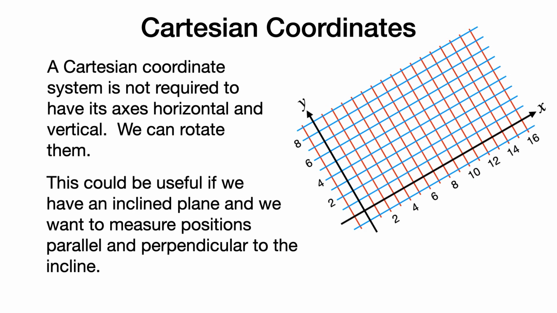Now, a Cartesian coordinate system is not required to have its axes horizontal and vertical. We can rotate them. This can be especially useful if we're thinking about problems like an inclined plane where we want to measure positions parallel and perpendicular to the incline.